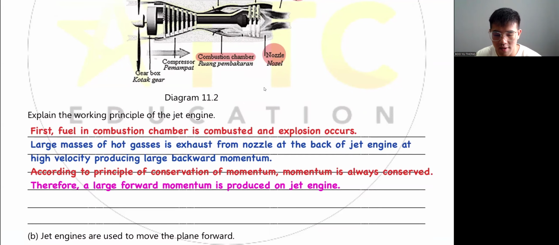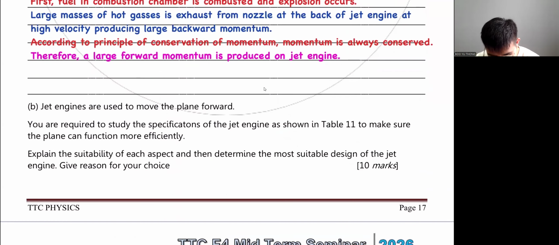So now in question B, we are going to look at essay questions. Like I said, this is the highlight, the important part for today. The question B says, the jet engine is used to move the plane forward, and you are required to study the specification. Specification means the characteristics of the jet engine as shown in table 11 to make sure that the plane can function more efficiently.